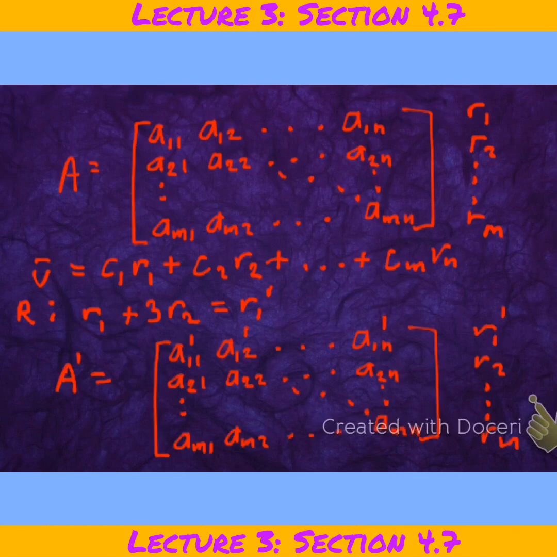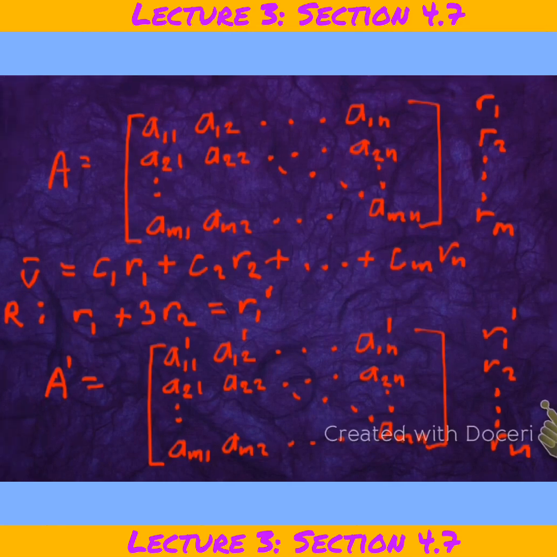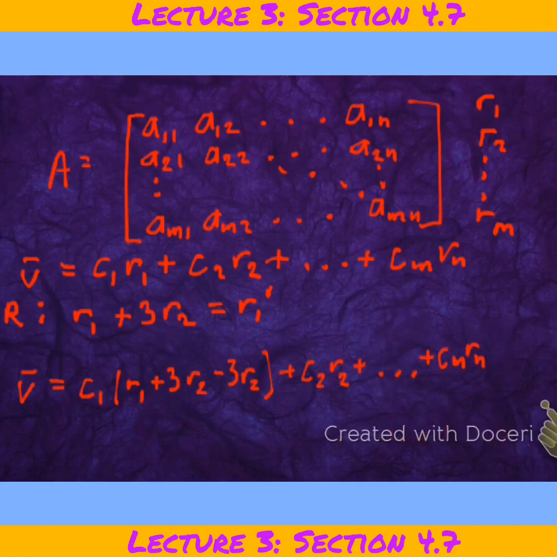Right, so let's call this new matrix A prime, and you can see that A prime has a new first row, and the new first row is that row there. All the other rows still stay the same. Let's go back to the vector v. So we can take the first row of A, add 3 times the second row, and subtract 3 times the second row. So I've not really done anything, and that becomes this.